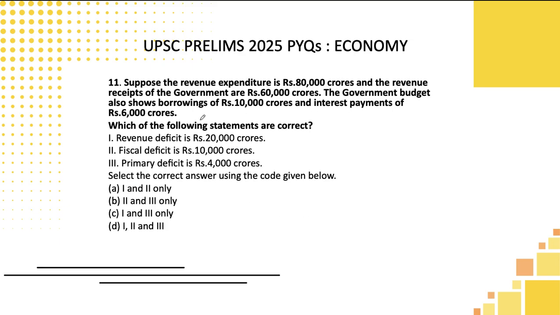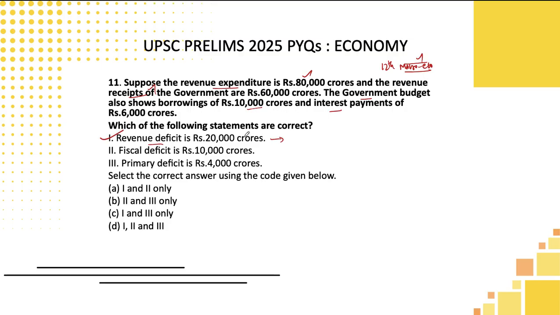Let's move to the 11th one. This is also available in your 12th standard macroeconomics book in government budgeting chapter. Directly this is asked question. Okay, students, let's listen what they have asked here. They are given facts about revenue expenditure, revenue received, and they are also given the government borrowing and interest payment. They are asking revenue deficit. We know the formula for revenue deficit: revenue expenditure minus revenue receipt. So 80,000 minus 60,000, 20,000 crore, correct.